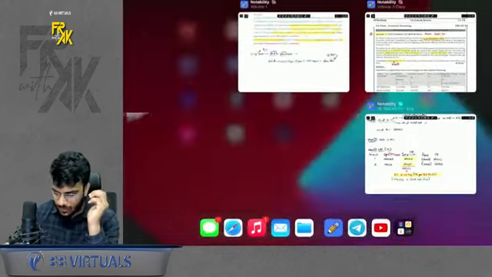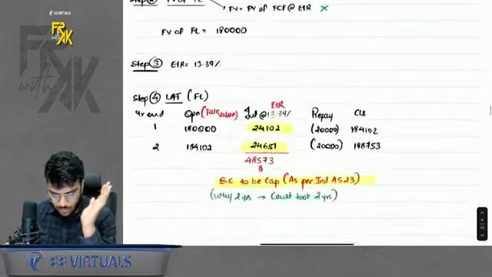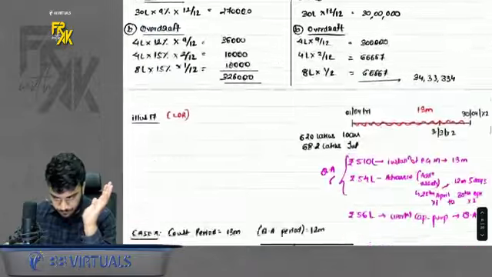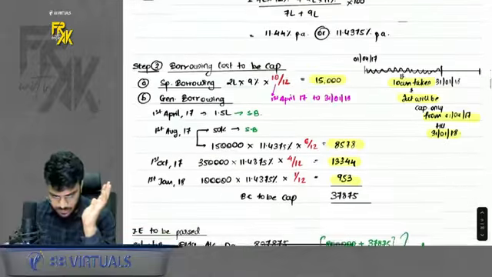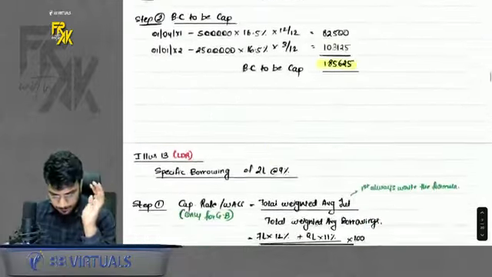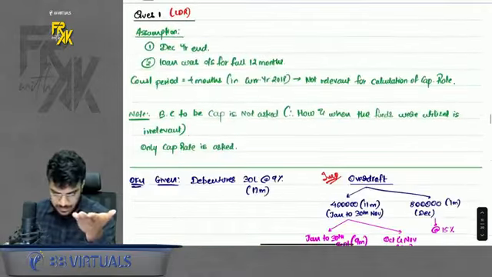Before solving, there are certain assumptions which are taken in this solution. You need to remember those assumptions. What are the assumptions, sir? Wait, I will show it to you. The first assumption is that the year end is December.